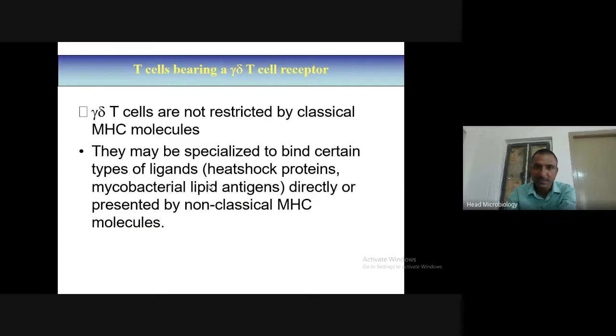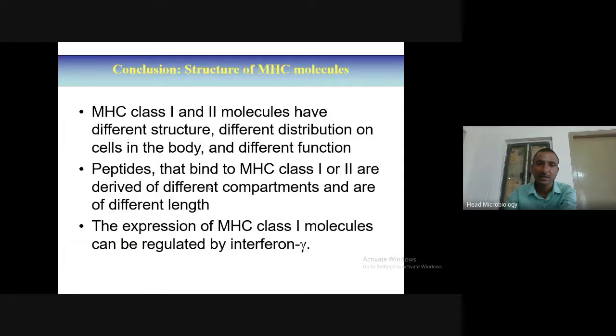These T cell receptors are not restricted by the classical major histocompatibility complex molecule. They may be specialized to bind certain types of ligands, such as heat shock proteins and mycobacterial lipid antigens, which are presented directly by the non-classical histocompatibility classes.